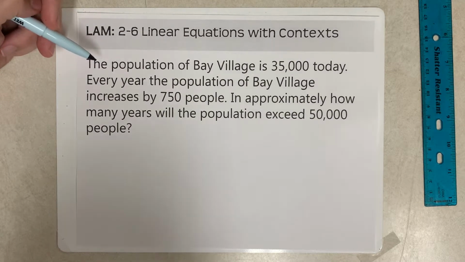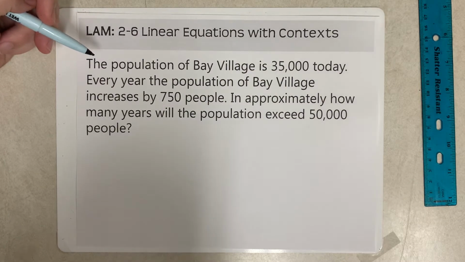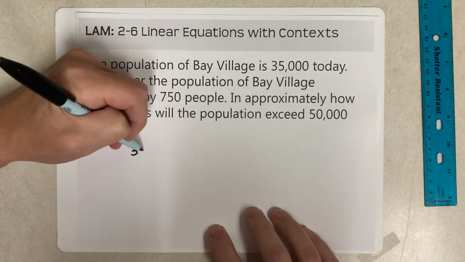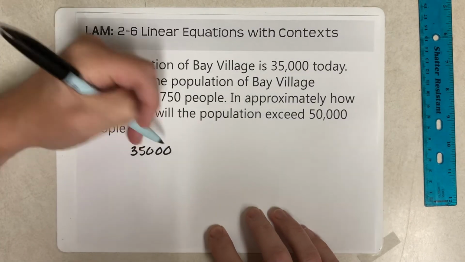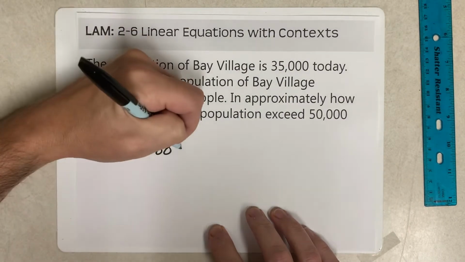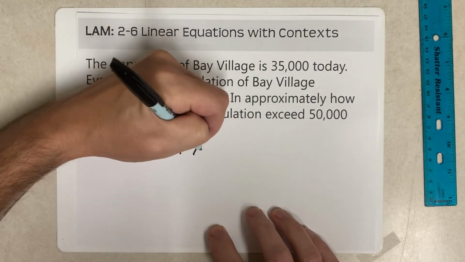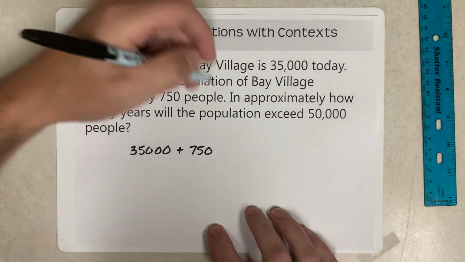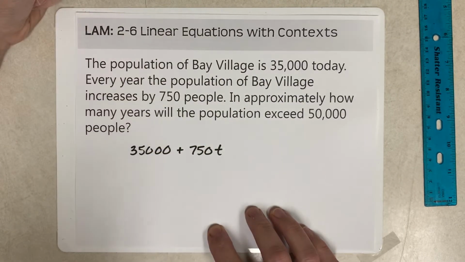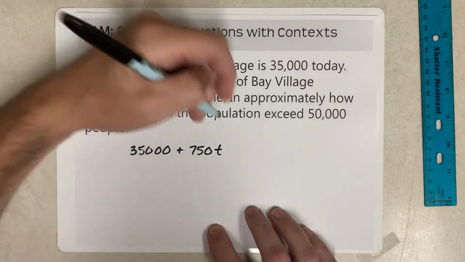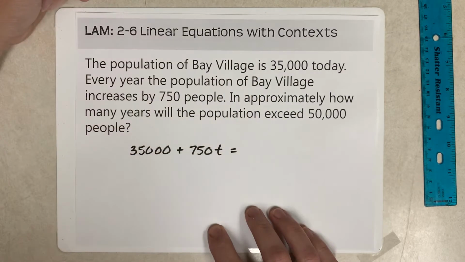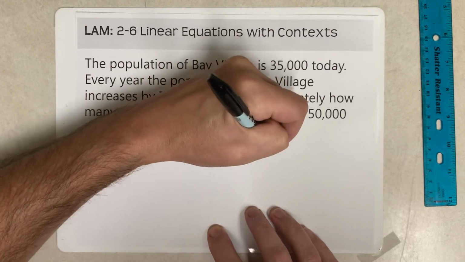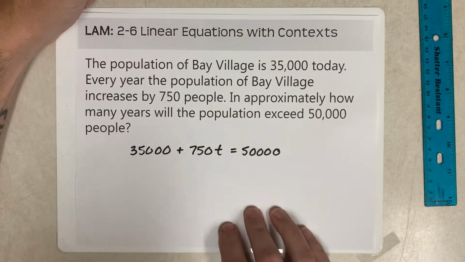In approximately how many years will the population exceed 50,000 people? So let's set that up. We have 35,000, and it's going to increase by 750 people every year. I'm going to let T stand for the number of years. Generally, T is time; in this case, it's in years. And I want that to be equal to 50,000, just to see what's going to happen when I hit 50,000.